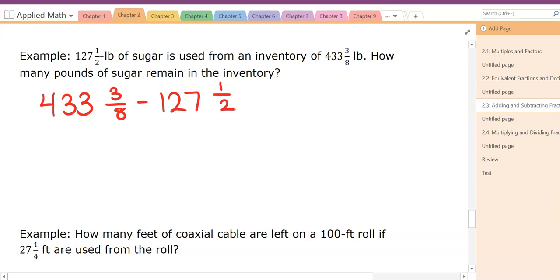Okay, so then we do this like we did before. What would be 433 minus 127? Shoot a calculator out and do that if you need to, and tell me what you get. 306?